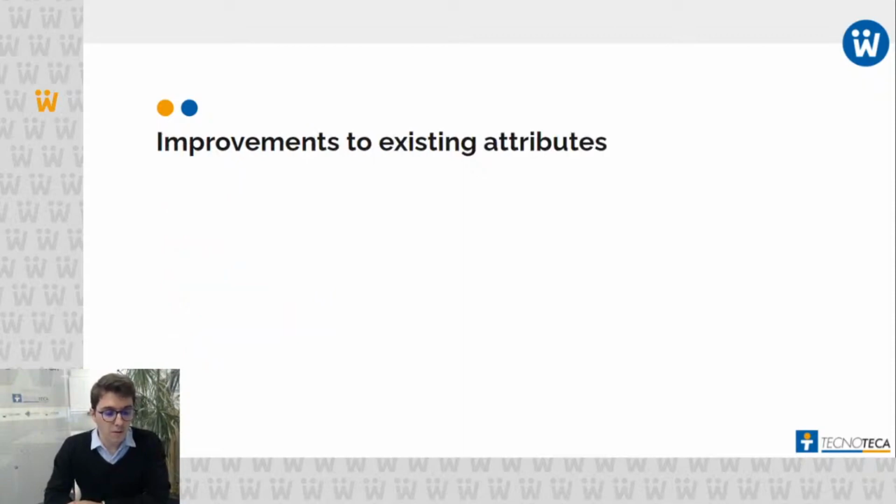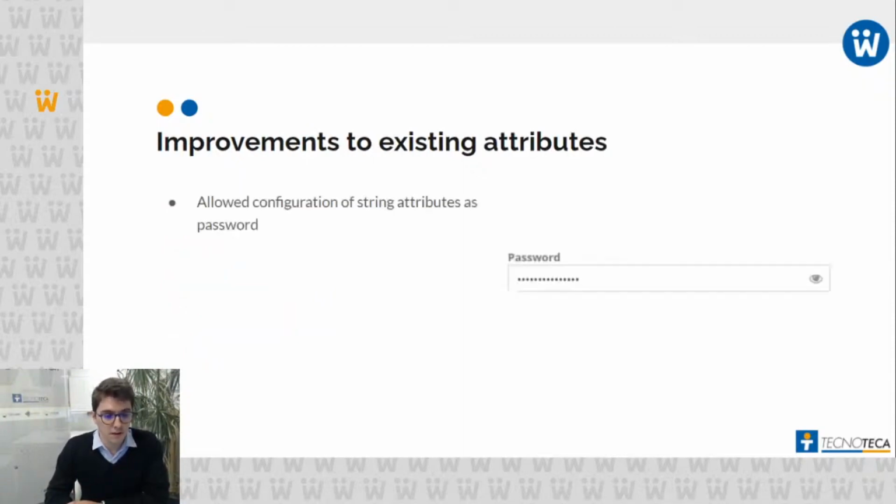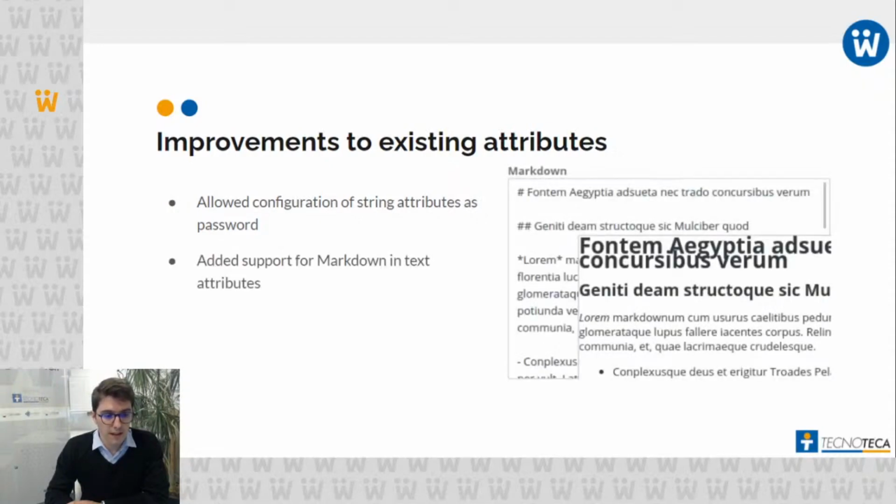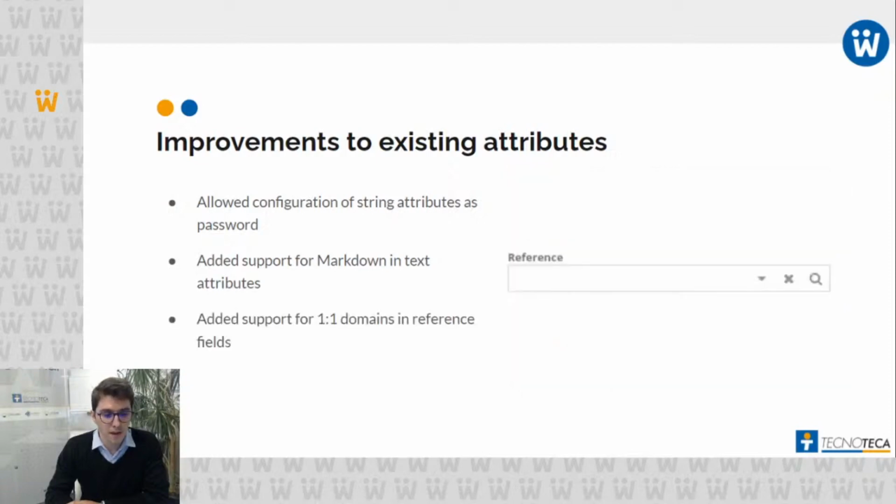Then we have also made some improvements to existing attributes. Especially, we have allowed the configuration of string attribute as a password. In this case, the value is saved in encrypted mode in the database. Then we have added the support for Markdown in the text attributes. And finally, we have added the support for one-to-one domains in reference field.